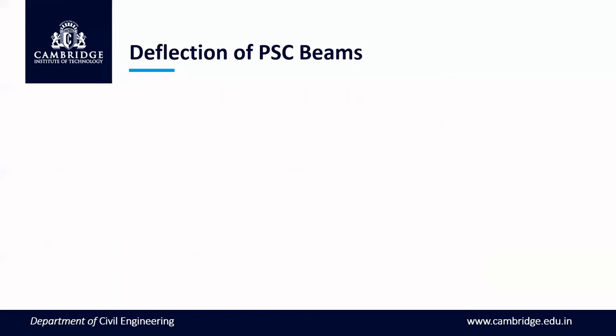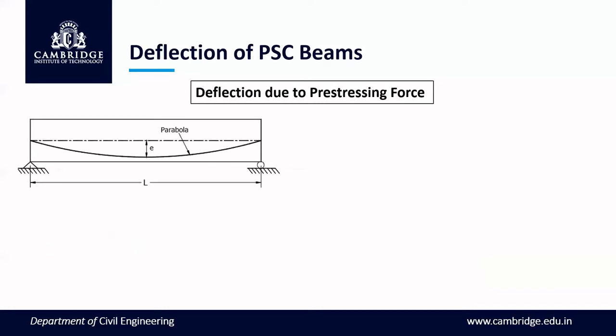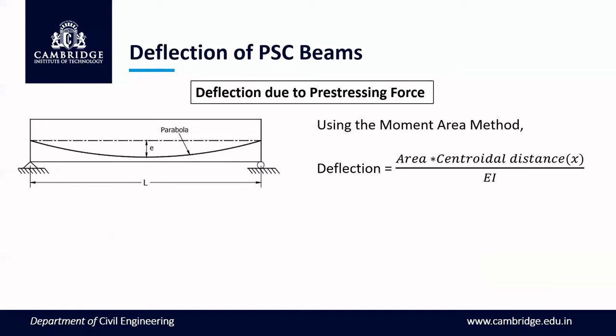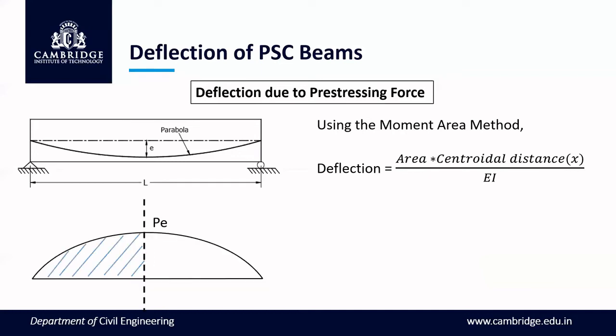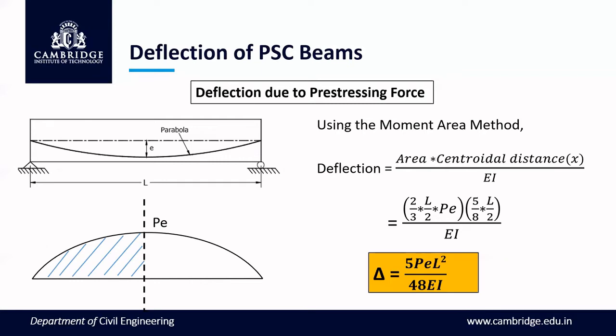Similarly, if we have a parabolic tendon with eccentricity e at the center and 0 at the supports, using the same moment area method and the same formula, we would draw the moment area diagram like this, wherein again we would take the half portion whose values would look like this, and it would sum up to a value of 5PeL² divided by 48EI.